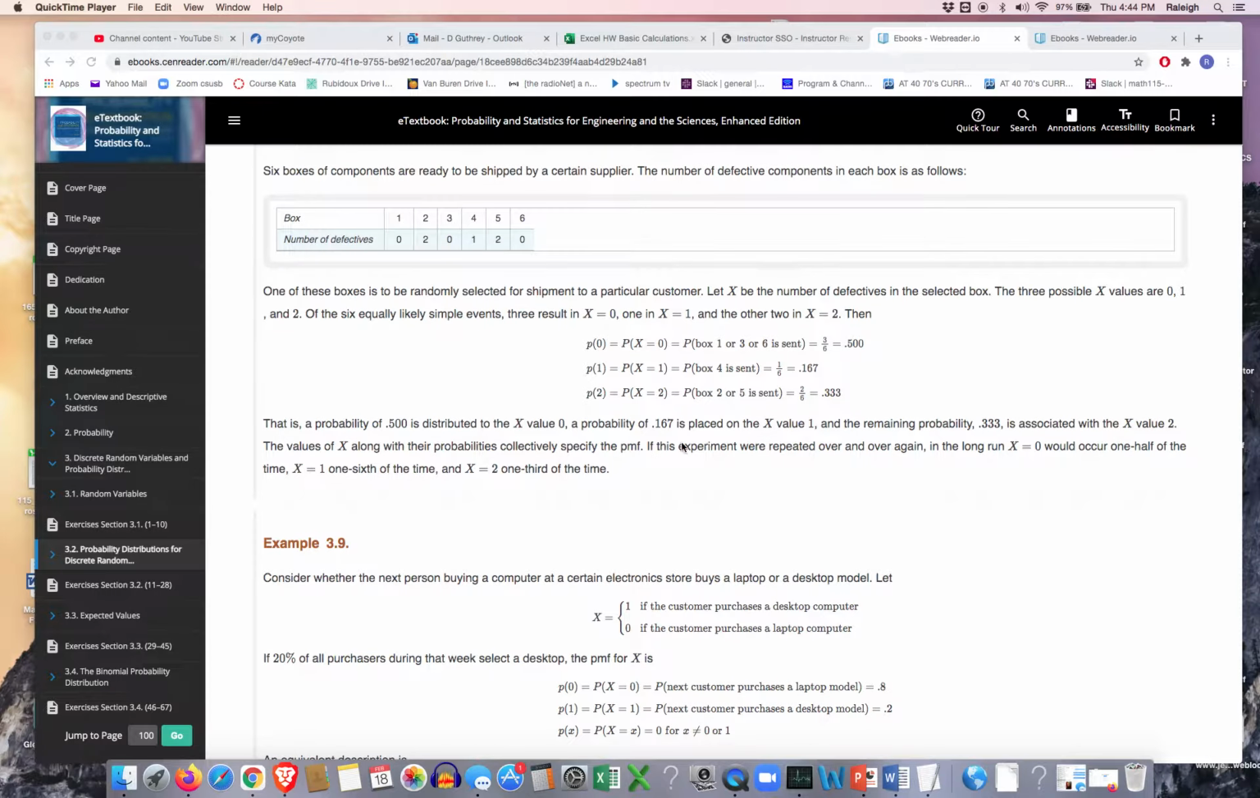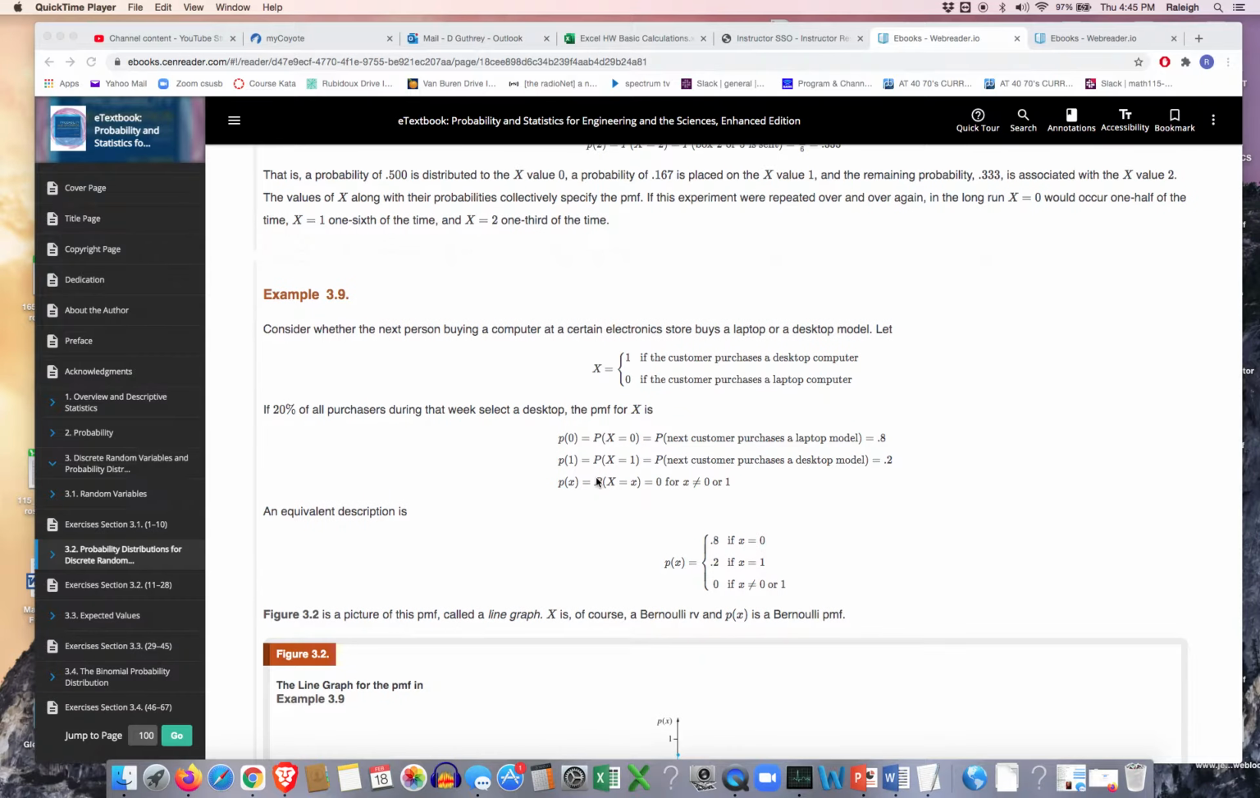So we have the various probabilities that go with the various values of the number of defects. And so yes, it completely specifies the function. And if it happened over and over again, assuming this is a representative sample, there's not much here in the sample, but assuming that's representative, which it probably is, we could say in the long run that no defects would happen about half the time, and 1 defect 1/6 of the time, and 2 defects 1/3 of the time. So let's move on to the next one.